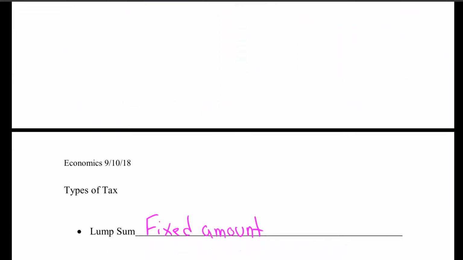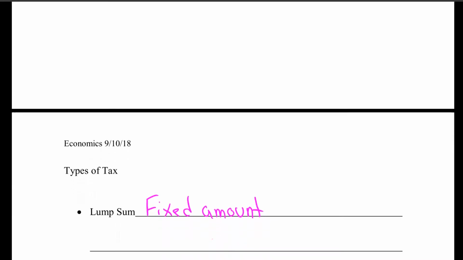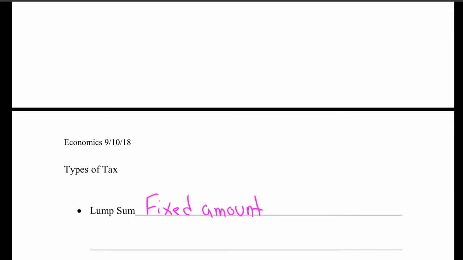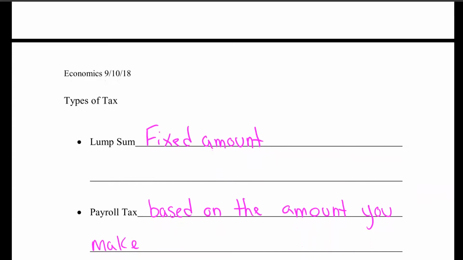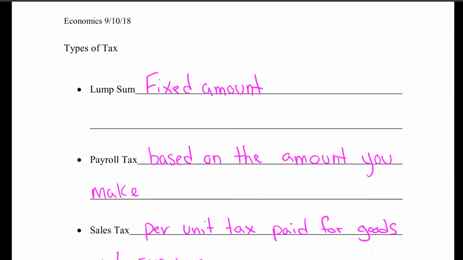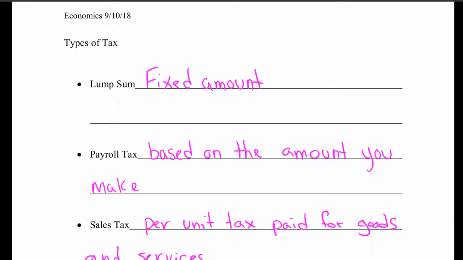And now we have our types of taxes. We've got lump sums, which is just a fixed amount. So if you make $3,000 every month, you're just going to pay $300. That would be a lump sum, a fixed amount. Payroll tax is based on the amount you make. So that's going to become progressively higher. So the more you make, the more you pay.